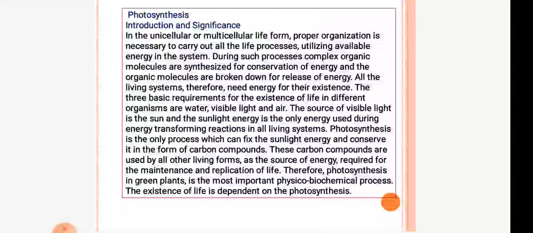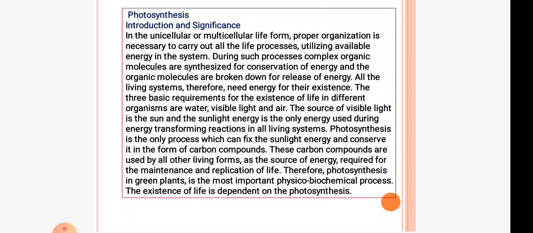The three basic requirements for the existence of life in different organisms are water, light and air. The source of visible light is the sun, and the sunlight energy is the only energy used during energy transforming reactions in all living systems. Photosynthesis is the only process which can fix the sunlight energy and conserve it in the form of carbon compounds.